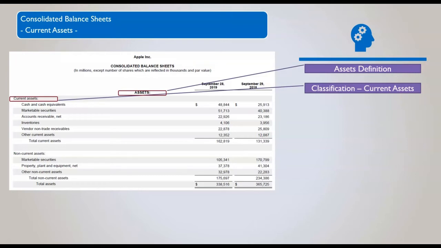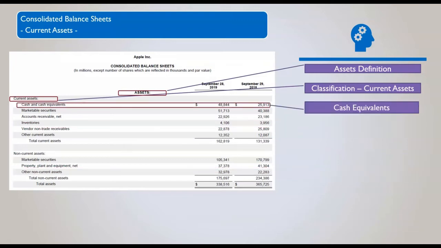Now let's go through the specific line items of Apple's balance sheet. Here we can see that there is cash and cash equivalents. These are short-term, highly liquid investments that are readily convertible to cash with minimal risk. Cash equivalents are generally investments with maturities of less than 3 months from the date of purchase. In Apple's specific case, the company holds a significant cash and cash equivalents balance of $48.8 billion on its books.